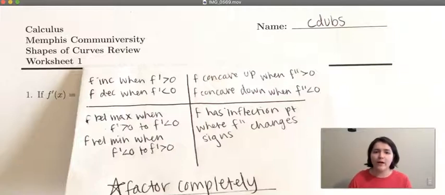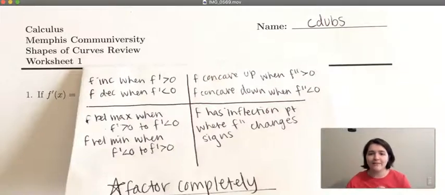And then for concave up and concave down, those are related to the second derivative. So anytime we see concave up or down, then we need to find the second derivative. And then rel min and rel max, these have to do with when f prime changes signs. So for the rel max, when f prime is positive, then goes to negative. And then for rel min, when f prime goes from negative to positive.